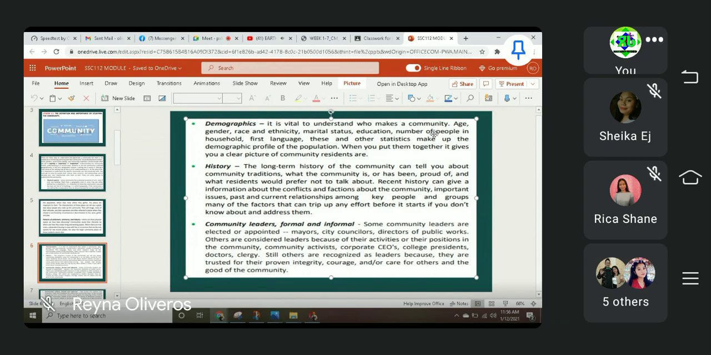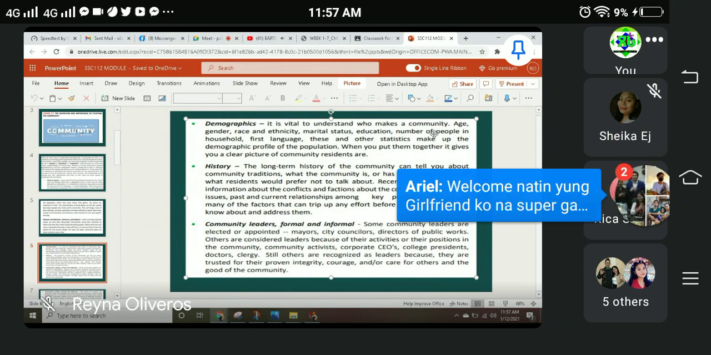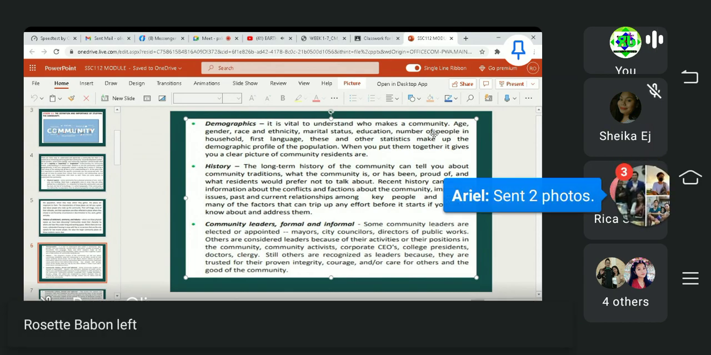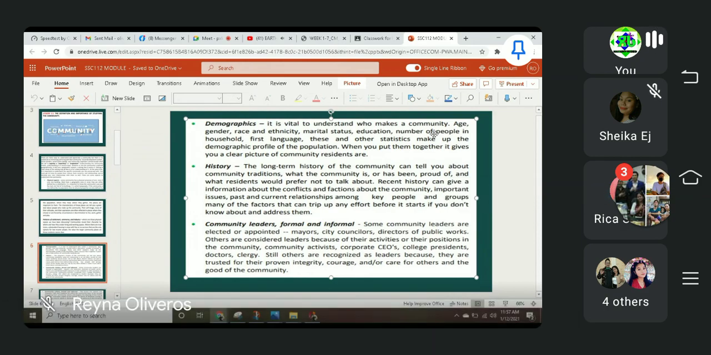sa kanya ka hihingi ng idea. Okay? So, sabi kasi dito, some community leaders are elected or appointed. Either sila ay mayor, city councilor, directors of public works, okay? And others are considered leaders because of their activities or their position in the community. Okay? So, yan. Still others are recognized as leaders because they are trusted for their proven integrity, courage, or concern for others and the good of the community. Ayan.